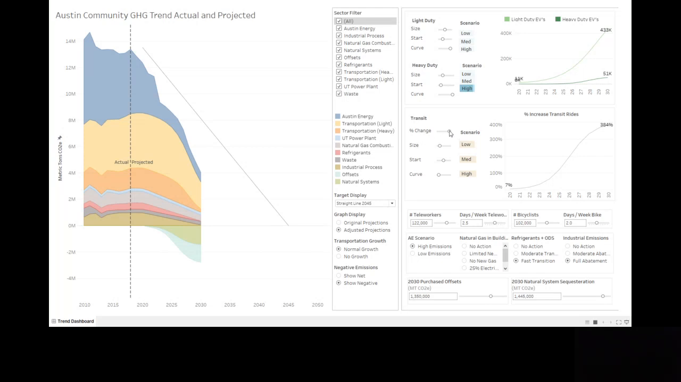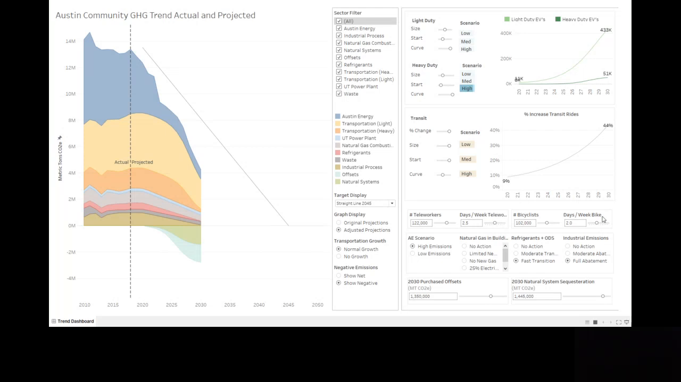Similarly for transit, we can adjust the percent change, the increase in transit rides that we project over the next 10 years, and then also change the way that adoption curve looks with similar size, start, and curve options. The size is the amount, how drastically it will increase. To the left is increasing faster, to the right is a flatter increase. Starting to the left is starting earlier, starting to the right is starting later. And then a curve just flattens or makes the curve more steeper.